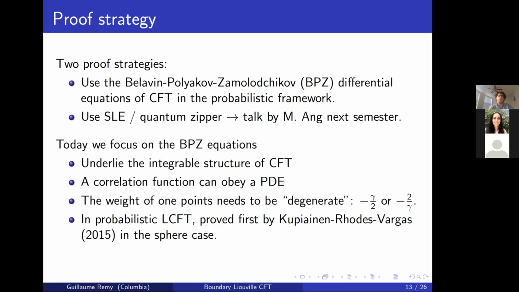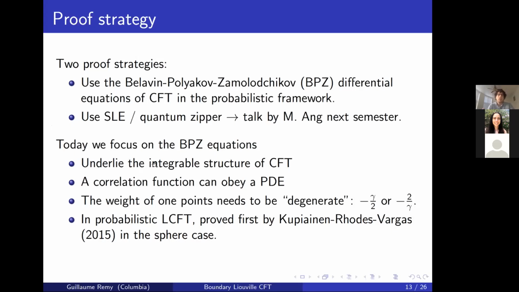He's been developing with Shin and Nina and others, and he'll explain to you the other way you can derive exact formulas. So okay, let me say a bit more now. What are these BPZ equations?